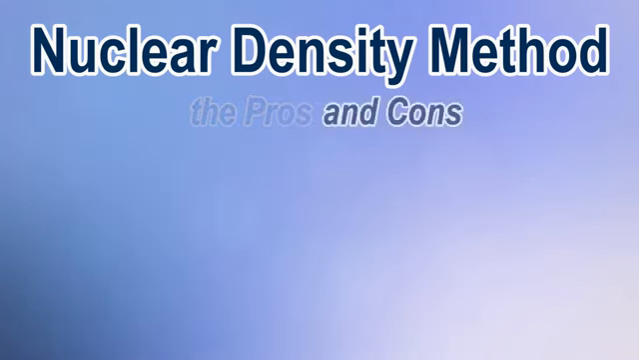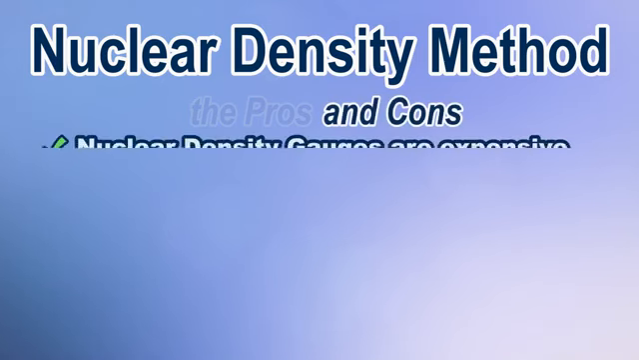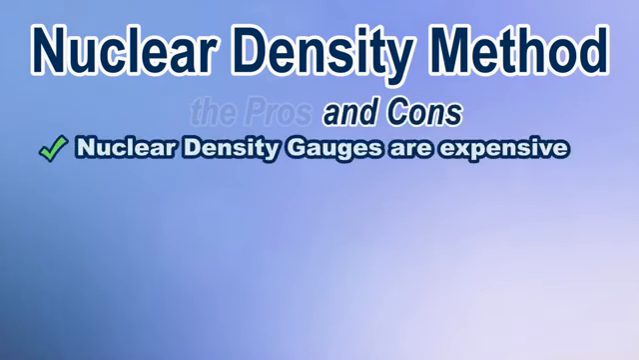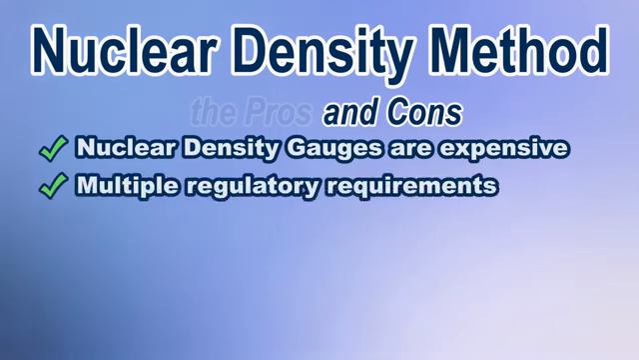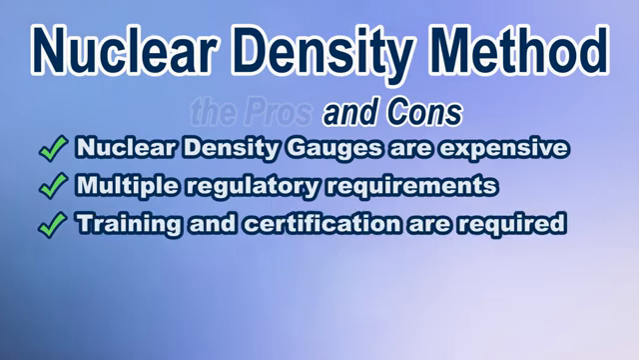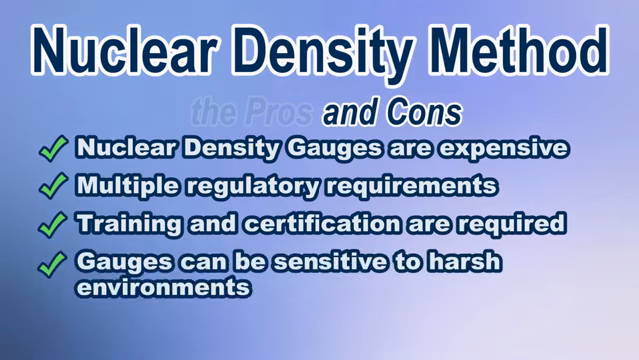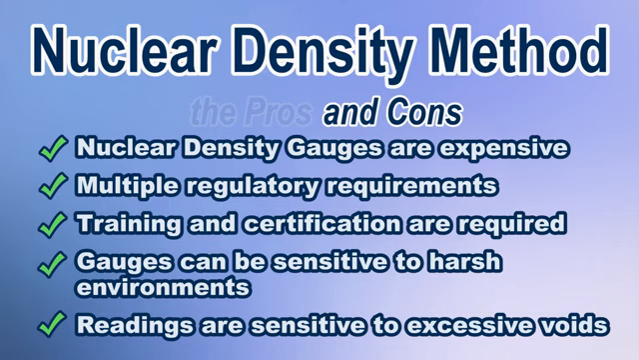The cons of the nuclear density test are: nuclear density gauges are expensive. There are multiple regulatory requirements that govern usage, transportation, and handling of nuclear material, including monitoring of nuclear density gauge operators for exposure. Operators require advanced safety training and certification. Nuclear density gauges can be sensitive to harsh environments, and readings are sensitive to excessive voids within the testing area.